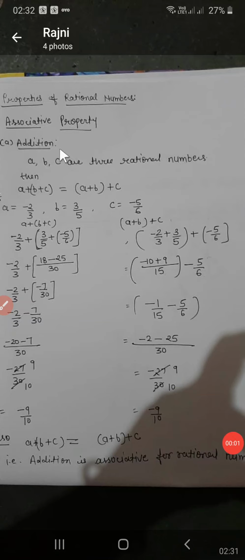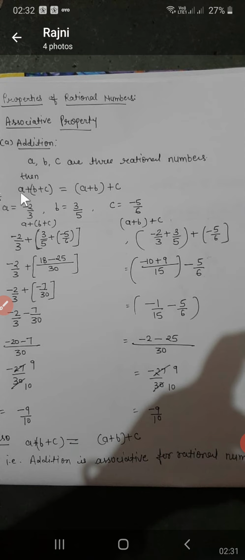Hello students, today we will understand properties of rational numbers. Associative property for the addition of rational numbers. Let A, B and C be three rational numbers. Then (A + B) + C equals A + (B + C).